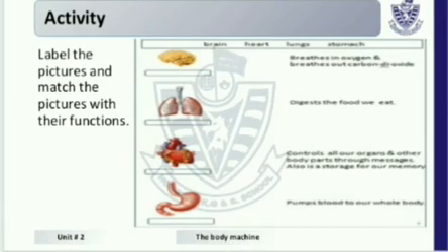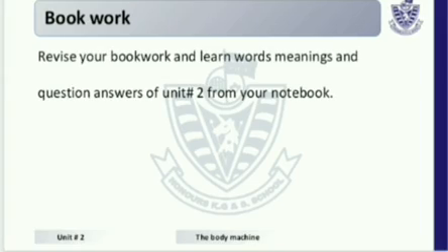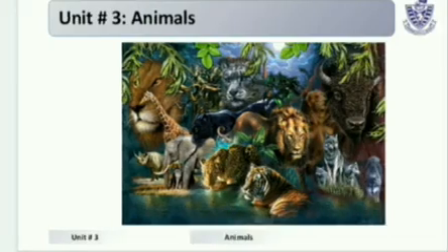Students, let's do an interesting activity. Label the pictures and match the pictures with their functions. Revise your bookwork and learn words meaning and question answers of unit number 2 from your notebook.